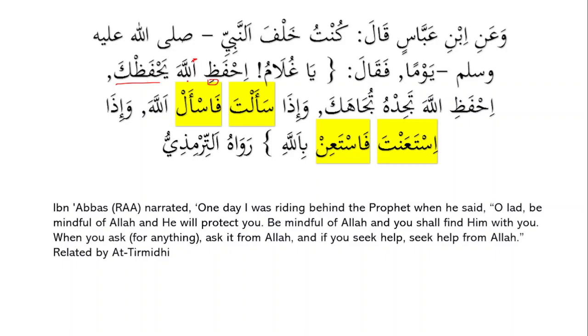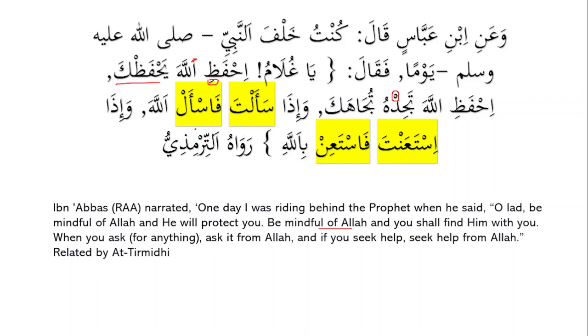Again, تجده. Why is تجد majzoom? Jawab al-talab. جواب الطلب. Perfect. So احفظ الله تجده تجاهك. And again, be mindful of Allah and you shall find him with you.